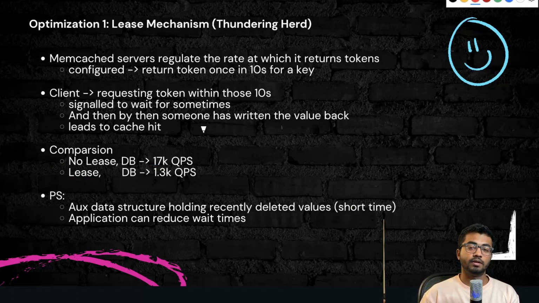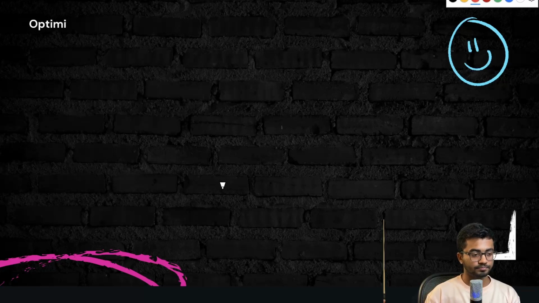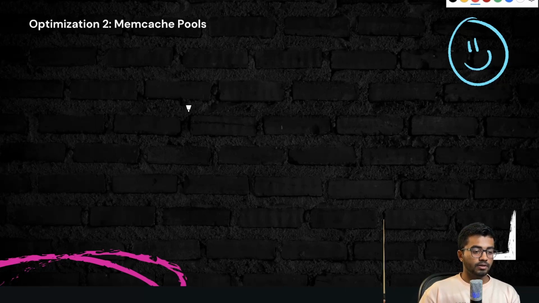So what can happen is that you might see that certain things were deleted, so they had to wait for like 10 seconds in this case, right? What they can do is maintain an auxiliary data structure to hold the recently deleted data. So in case the data is deleted, they can check the auxiliary data structure, which probably gets deleted in shorter time, but they might have some chance to reduce the wait times. Okay, and that is just one of the optimizations that they did to reduce the load received on the backend systems.